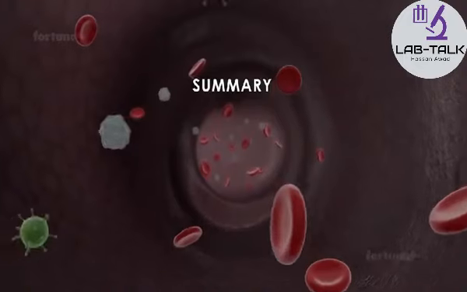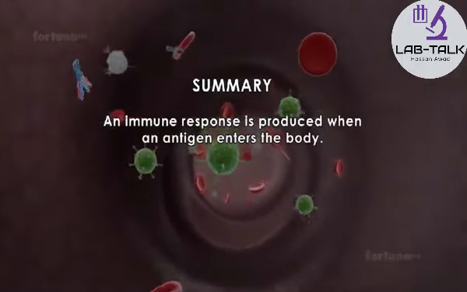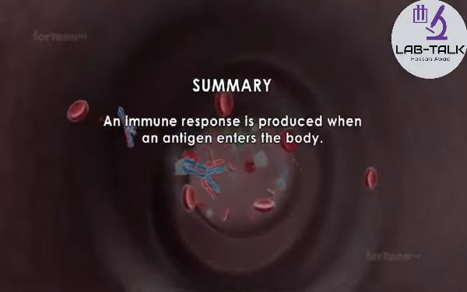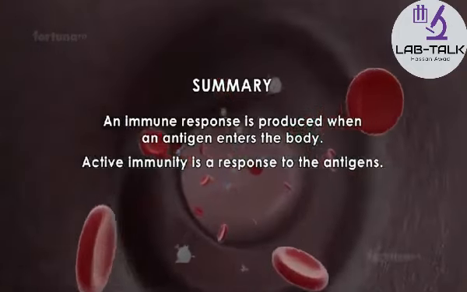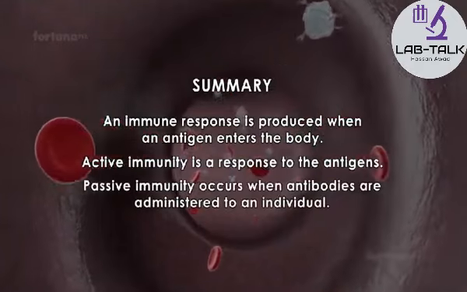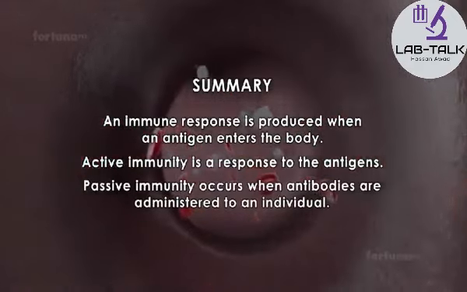Summary: an immune response is produced when an antigen enters the body. Active immunity is a response to the antigens. Passive immunity occurs when antibodies are administered to an individual.